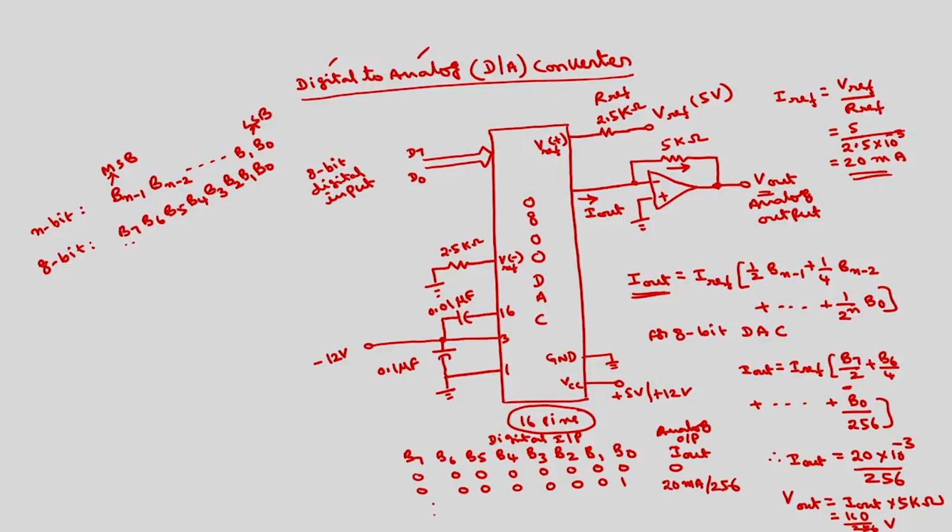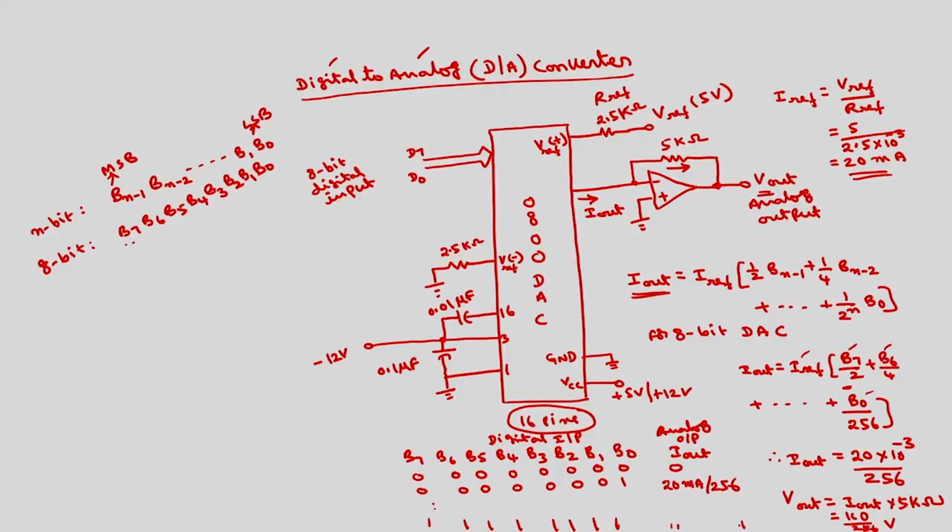Like that, if this is all ones, then this value will be all ones. You have to substitute here, and I reference is 20 milliamps. If I substitute, you will get the corresponding current as well as corresponding voltage. This is how we can convert the digital values into corresponding analog.